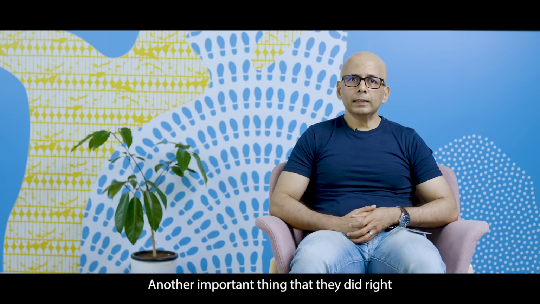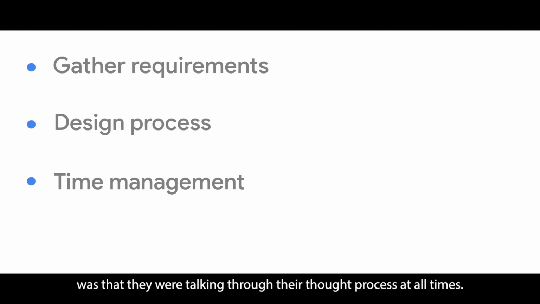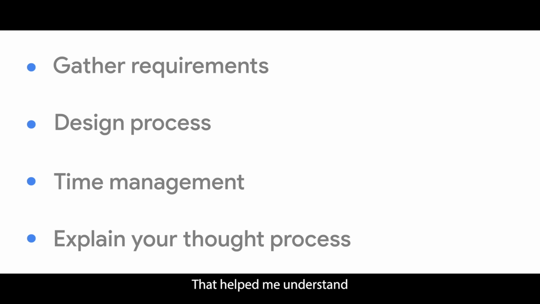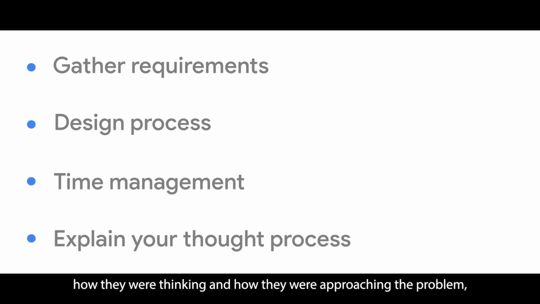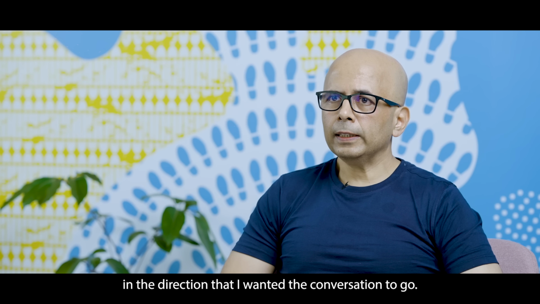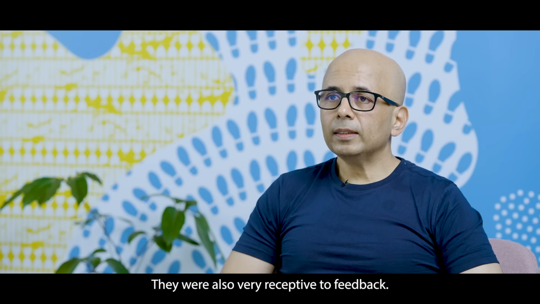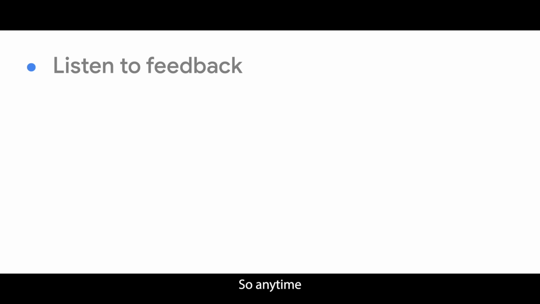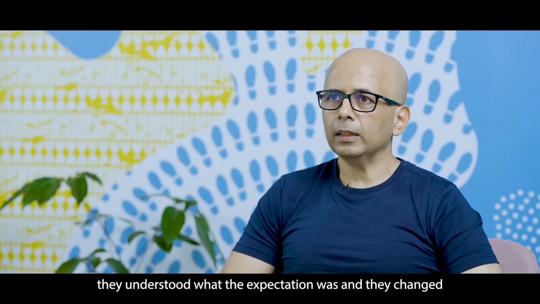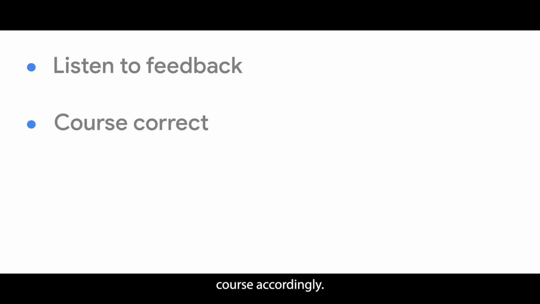Another important thing that they did right was that they were talking through their thought process at all times. That helped me understand how they were thinking and how they were approaching the problem, as well as to be able to nudge them in the direction that I wanted the conversation to go. They were also very receptive to feedback. So anytime there was a nudge to take the conversation in a particular direction, they understood what the expectation was and they changed course accordingly.